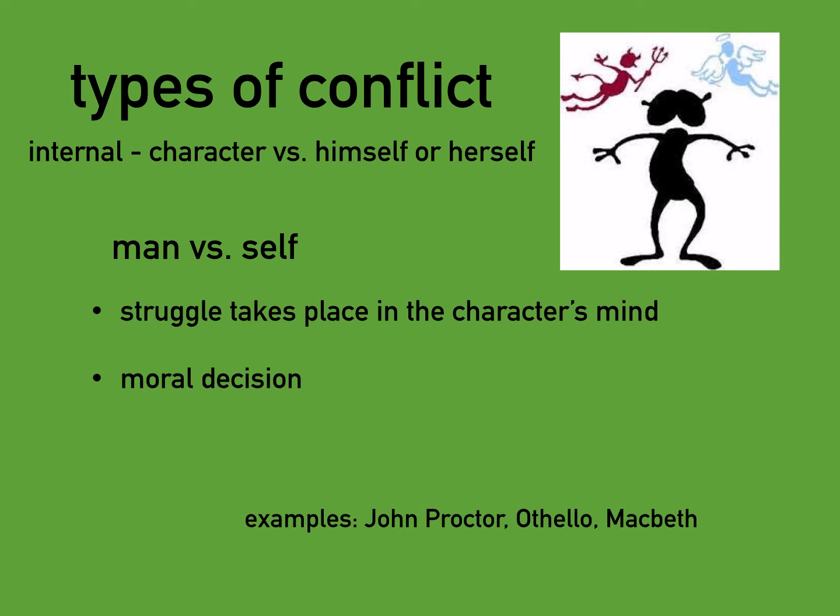So John Proctor, for instance, is faced with either telling the court about his affair and exposing Abigail as a fraud, but ruining his reputation, or remaining quiet and keeping his good name.